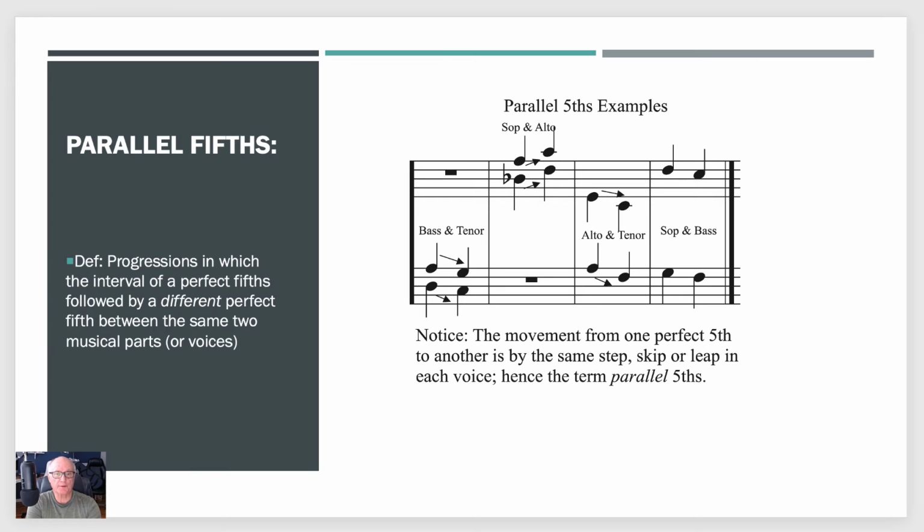I would say they're probably more common on the inner voices. You don't really see them as much. And then, of course, the outer voices can really be problematic as well because you just don't see them because they're so far apart. So notice the movement from one perfect fifth to the other is by the same step, skip, or leap in each voice. Hence, the term parallel fifths.